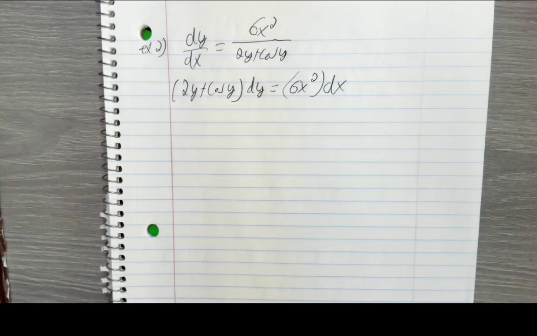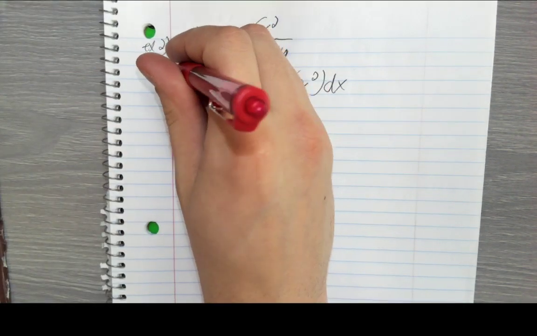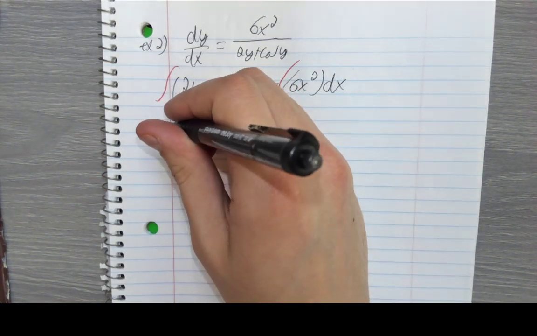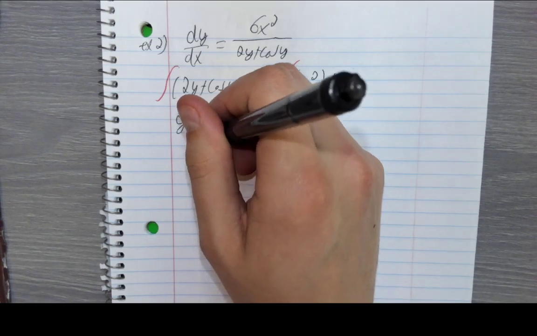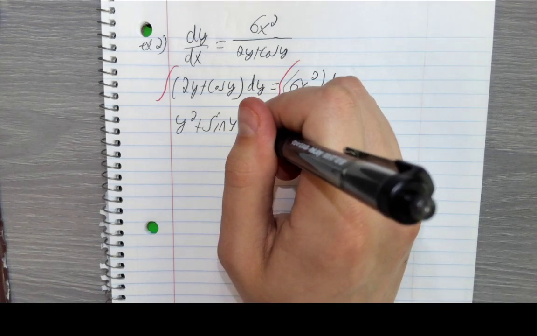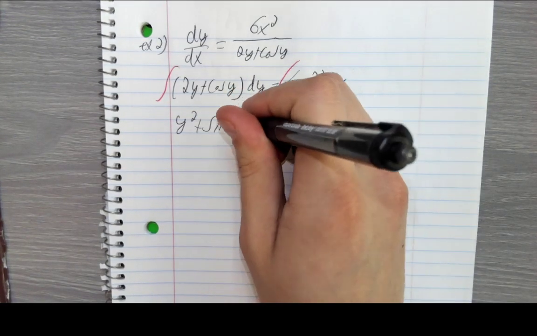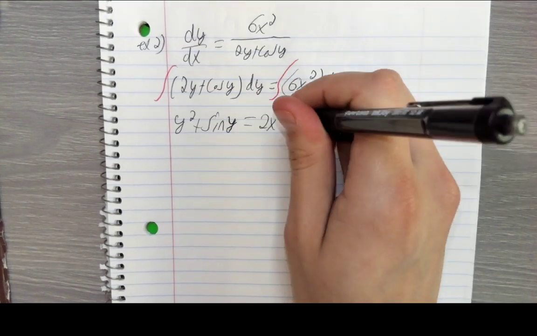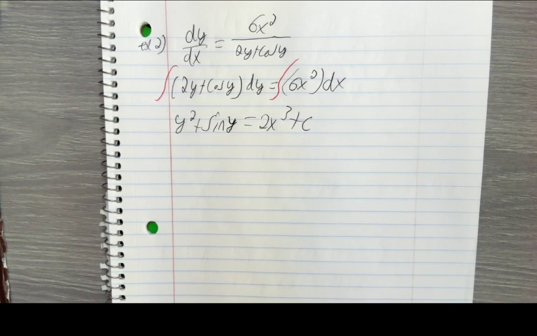So 2y plus cosine y dy equals 6x squared dx. Okay, next step is we want to integrate both sides. The antiderivative of 2y is going to be y squared. The antiderivative of cosine is positive sine. The integral of 6x squared is going to be 2x cubed. And then remember, we got to add that plus c. Always got to add that plus c.